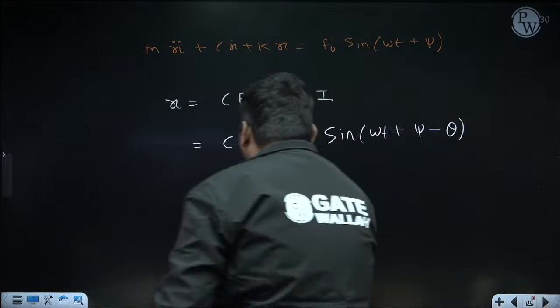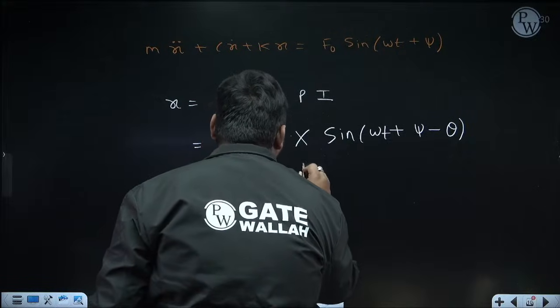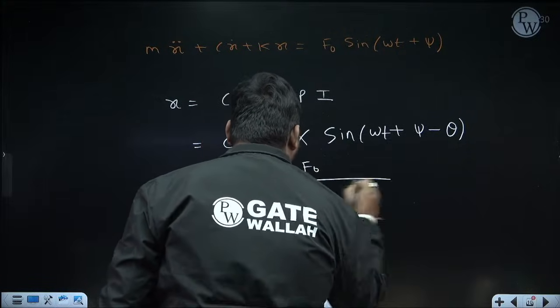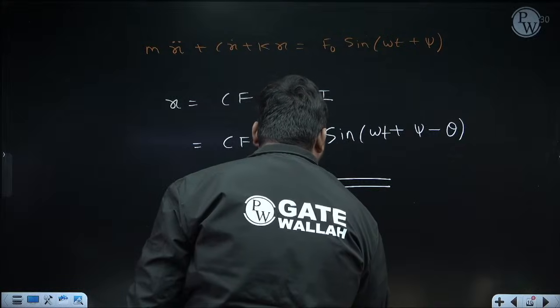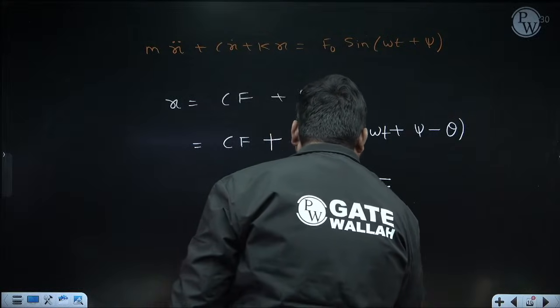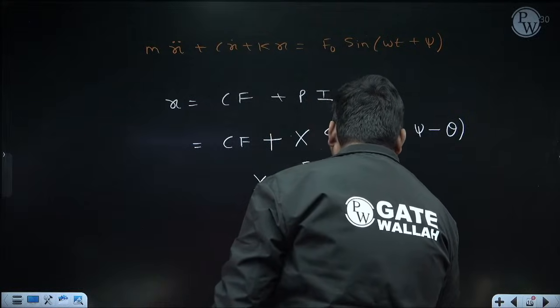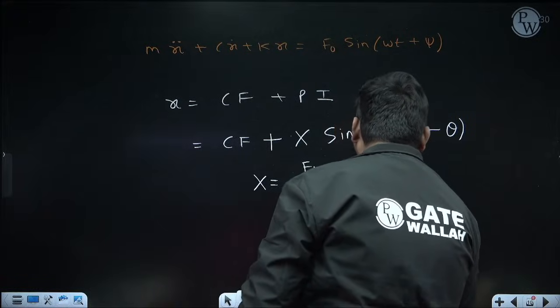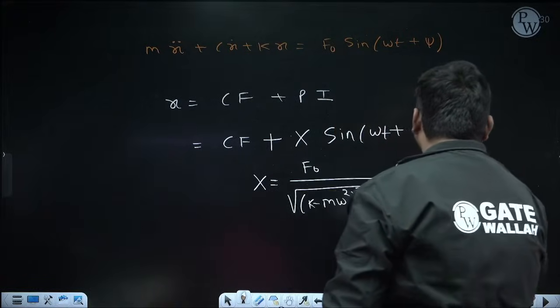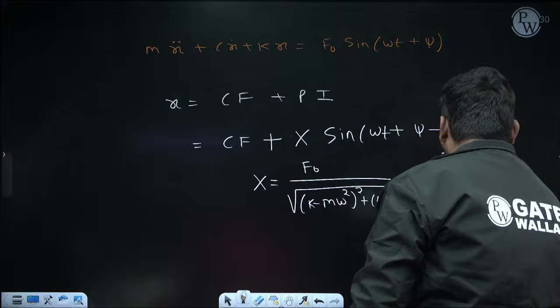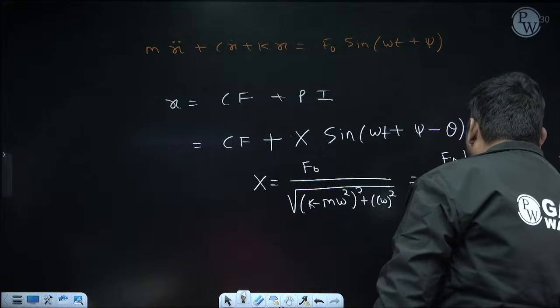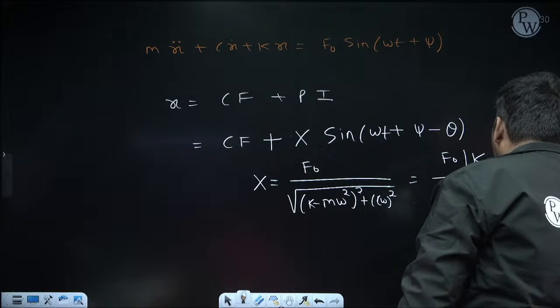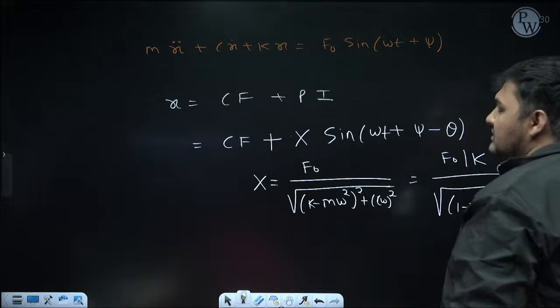And the formula to calculate the amplitude of Pi, that is capital X, is either F naught upon root over K minus M omega square whole square plus C omega whole square, or in terms of zeta and R, it is F naught by K upon root over 1 minus R square whole square plus 2 zeta R whole square. This is the final summary.